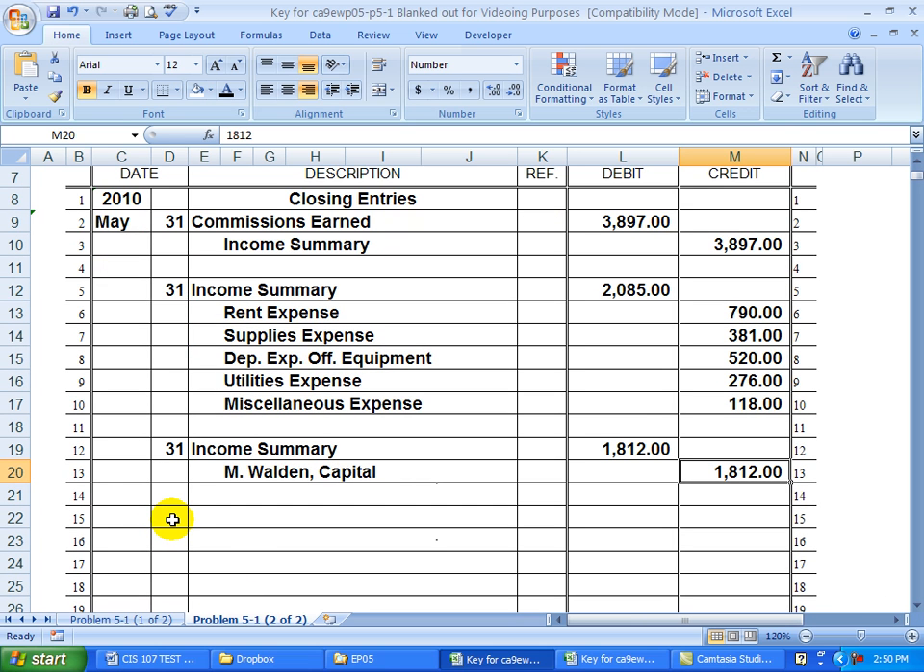Fourth, REID, D is for drawing. We're going to close drawing. Now drawing has a debit balance, so we're going to have to credit drawing. We're going to debit capital because drawing is a minus to capital. Just like in chapter 1 we had drawing in the capital column with a minus, it's a decrease to capital. And we're going to credit drawing to make it go down to zero.